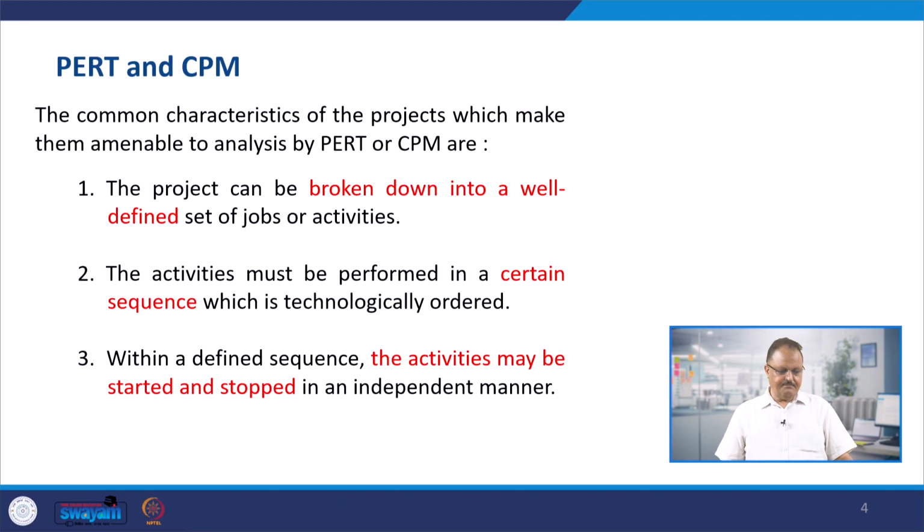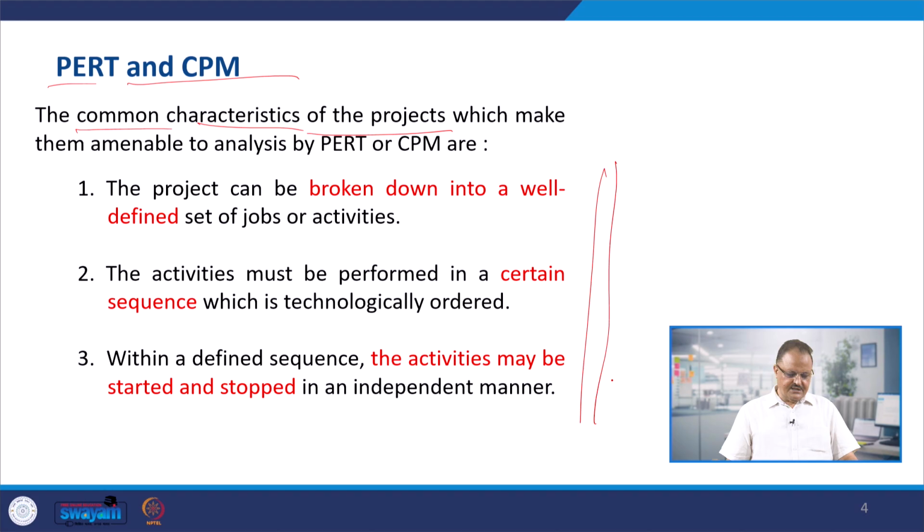So when we are going to understand these two techniques, PERT and CPM, we can say there are common characteristics of the projects which make them amenable to analysis, or controllable, by PERT and CPM. There are some characteristics we have to understand to know where you can apply PERT and CPM. You cannot apply them in all projects. Only in projects where these characteristics are fulfilled can PERT and CPM be applied, so that you can develop the network structures with these tools and control the affairs of the project.